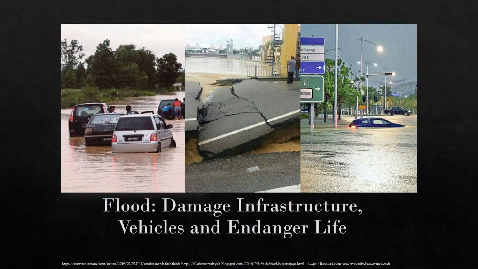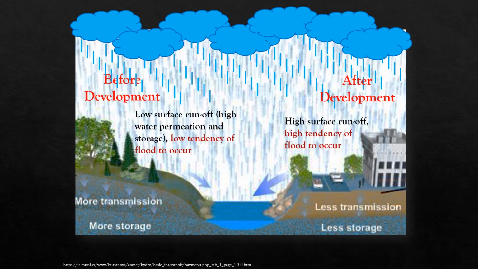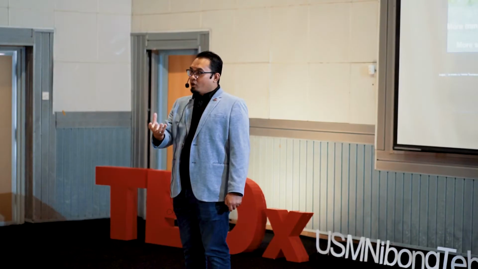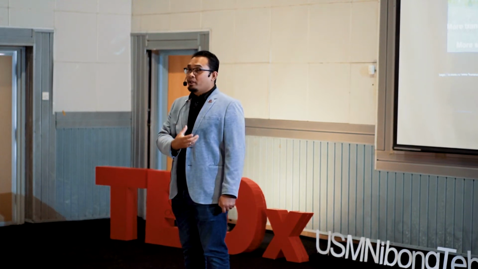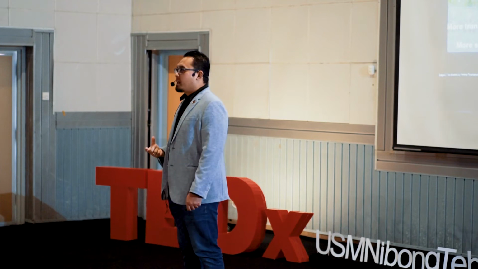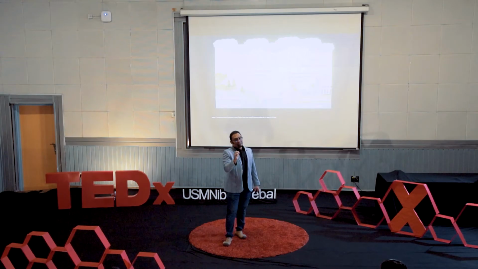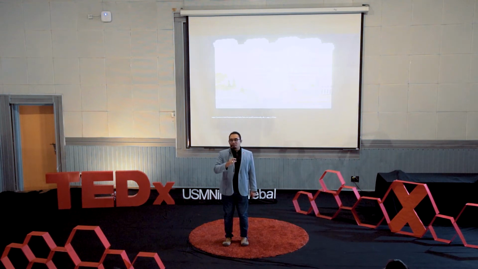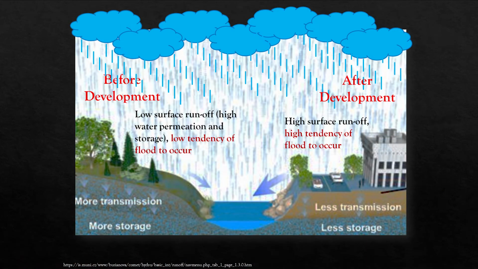Okay. Another problem in tropical countries is flood. It is not only bad for the infrastructure, but also harmful to humans, and it can damage our vehicles. So this is what happens. Normally, before development, during rainy days, the water can permeate through the soil. Some will be stored in the soil, which we need later, but some will become surface runoff. Because we store some, the surface runoff is a small amount compared to after development. We covered every area with buildings and pavement, so less water can permeate through the soil. So that's the problem.